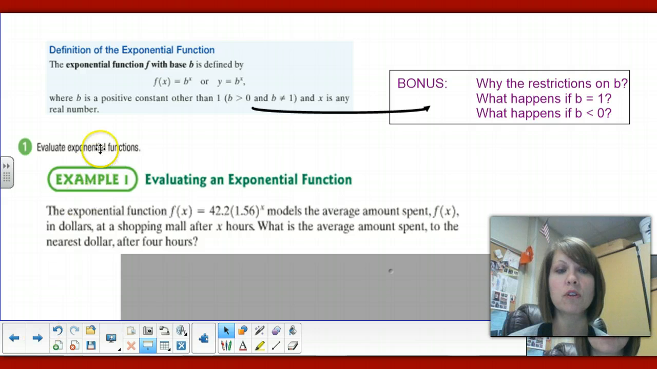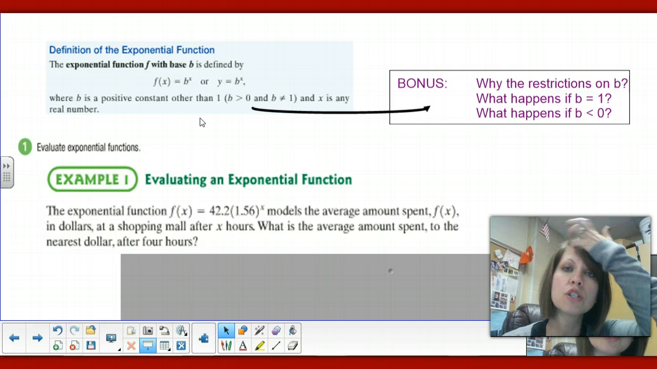Okay, so first of all, the definition of an exponential function. An exponential function is not just something that has an exponent. We have had polynomial functions that have exponents with them. Rational functions sometimes have exponents, but an exponential function is a function where a number is your base. That's what b represents, and then x is actually in the exponent.